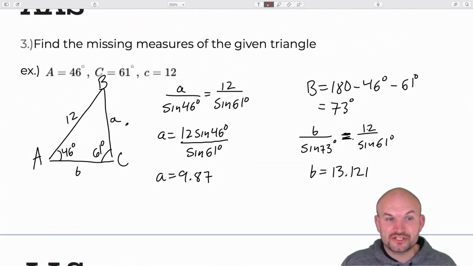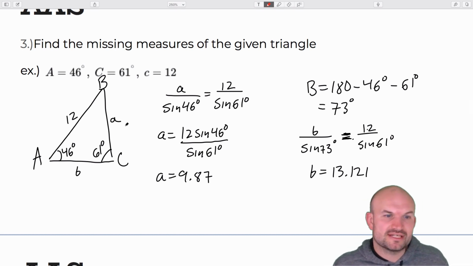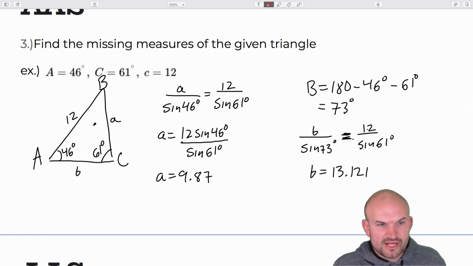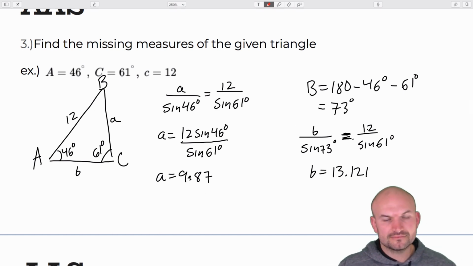Then the next example is where I actually give you a ratio. In this case, we have A equals 46 degrees, C equals 61, and c equals 12. When I draw this, A, B, and C, you can see that I already have a ratio, so I didn't need to do any extra work. I set up my ratio, multiply it, and I get A here. But now that I have side length A, to figure out B, I have no information. So what I need to do is subtract my A and my C from 180 to give me 73 degrees. And now I can use the law of sines to find my missing side length, B.